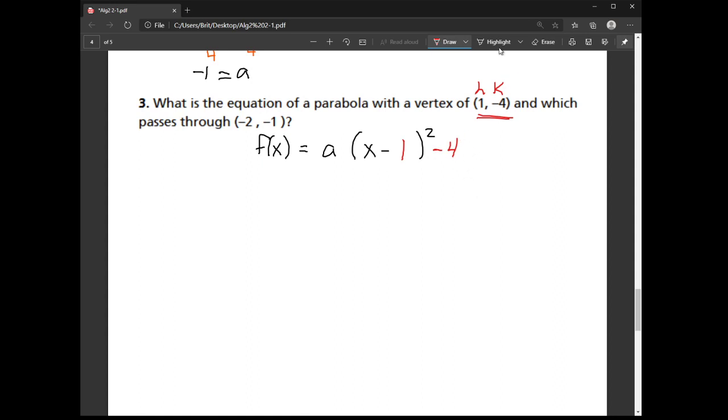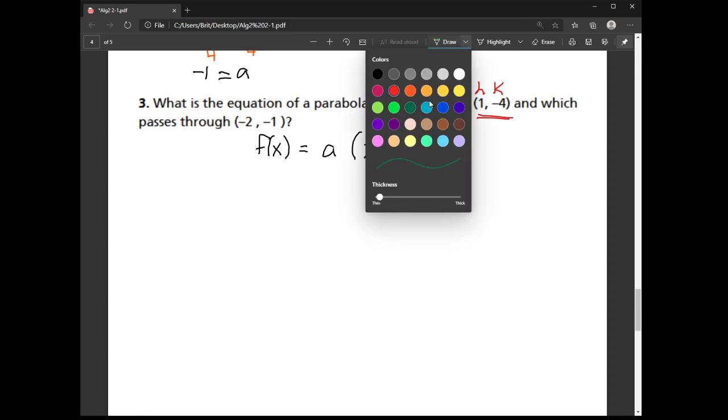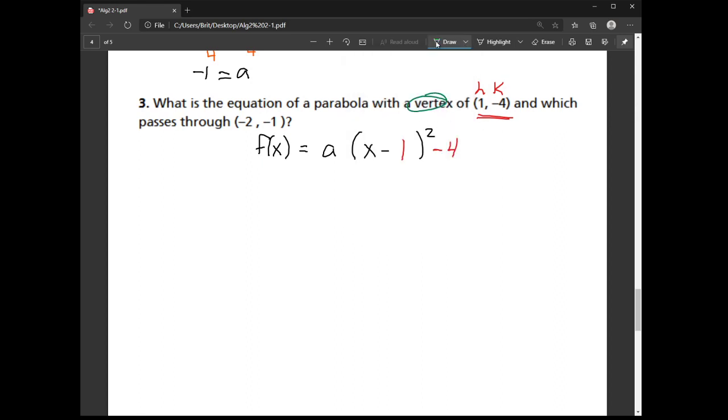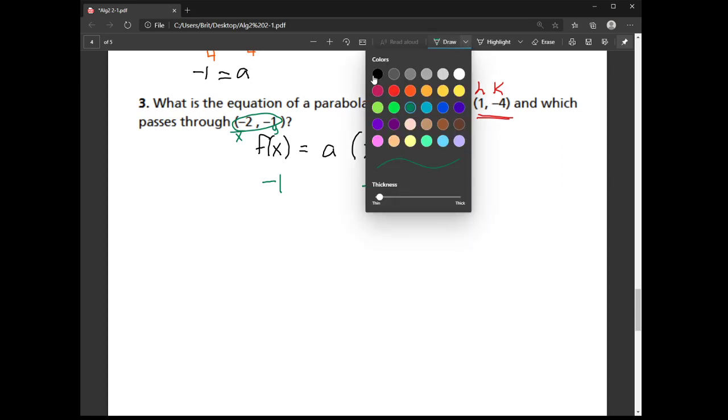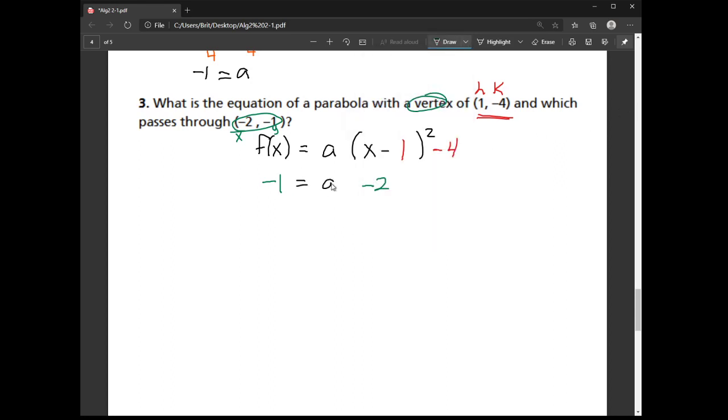So once I've substituted those in, making sure that I'm using the vertex points when I plug those in, I'm going to come here to this ordered pair. And where the x is, I'm going to put a -2, and where the y is, I'm going to put a -1. So I have -1 equals a times -2 minus 1 squared plus 4. So now we're going to simplify that set of parentheses. -2 minus 1 is -3. And if you square that, you get a 9.